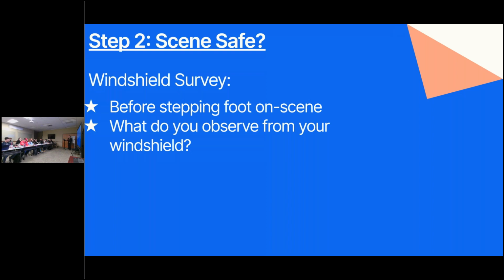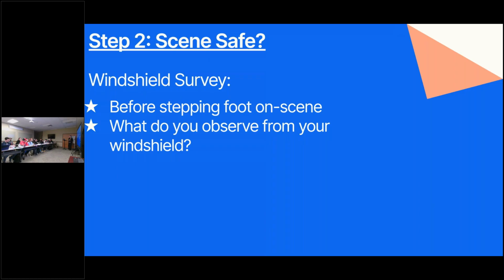So we don't want to look just for what we can see though. We want to also listen and see what we can hear. So what are some things we might hear when we pull up to a scene? Screaming, other emergency vehicles like SOs or fire. And then we also want to look for things we can smell.